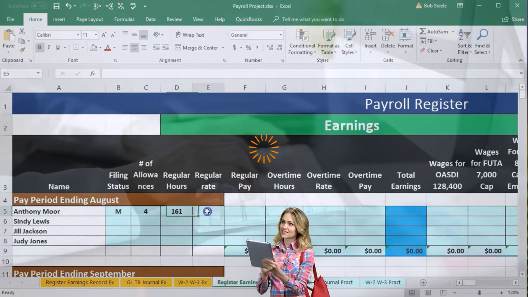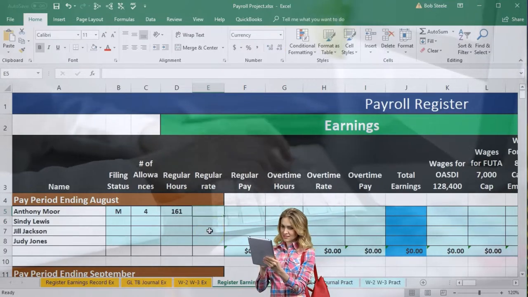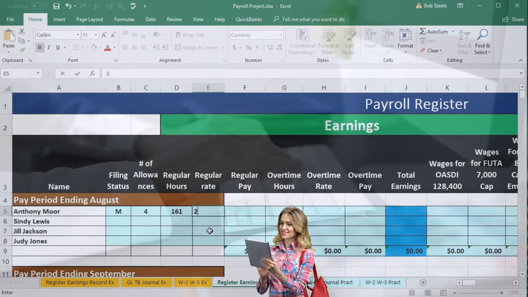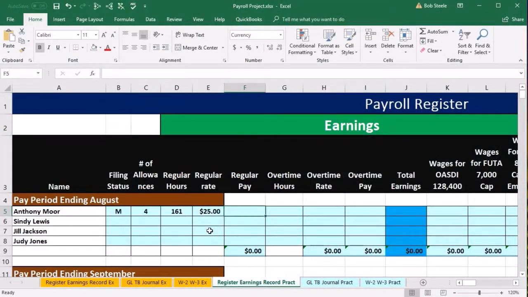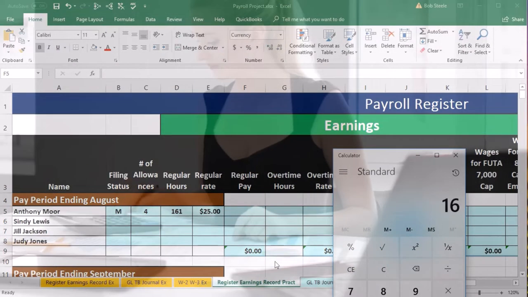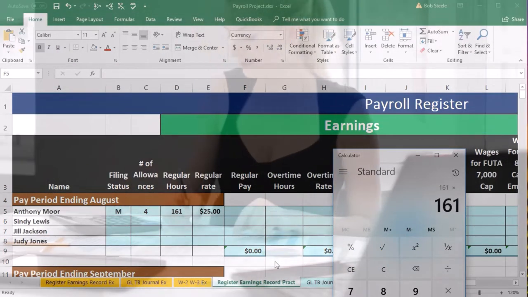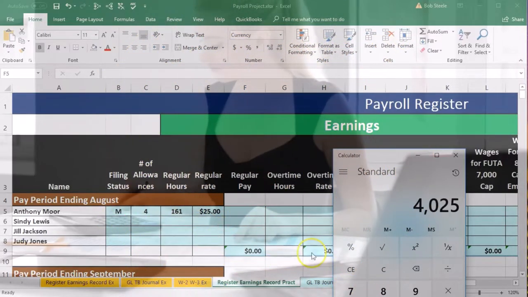So this is going to be the regular hours. Then we're going to give you the regular rate. This would be the rate that we agree upon within our payment agreement. It's going to be 25 here. Then we're going to calculate the regular pay, which of course, now that we have the hours of 161 and the rate of 25, would give us 4,025.